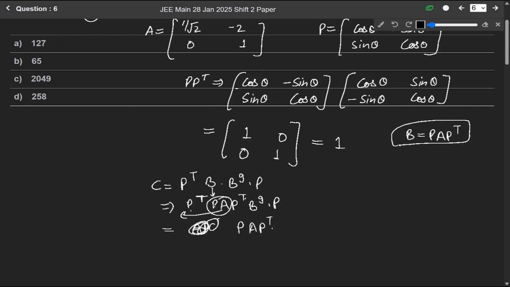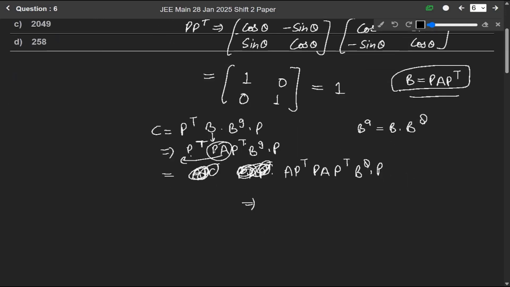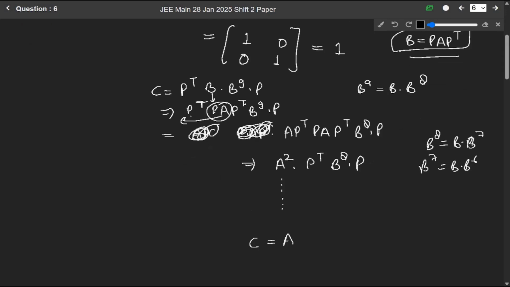This is B9, na? Okay, if we write B9 as B into B8, so this can be written as, B is this, so we can write it as A P transpose, P A P transpose into B8 into P. So it will become A square P transpose B8 into P. And further solving in the same way, where we keep on writing B8 as B into B7, then B7 as B into B6, and so on. So eventually this C will be equal to A10 at last.